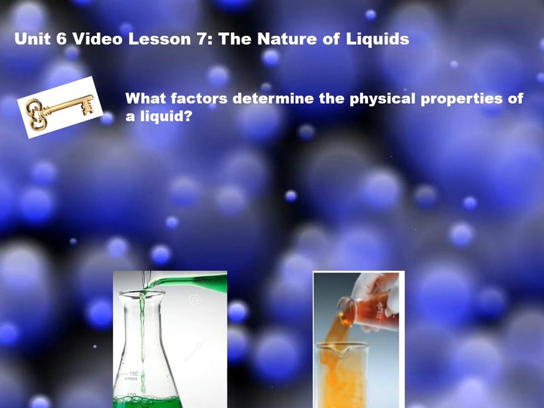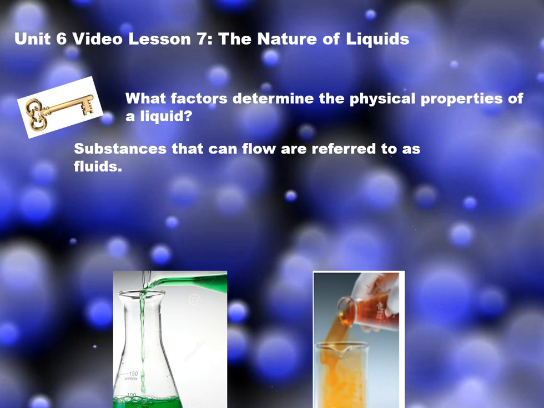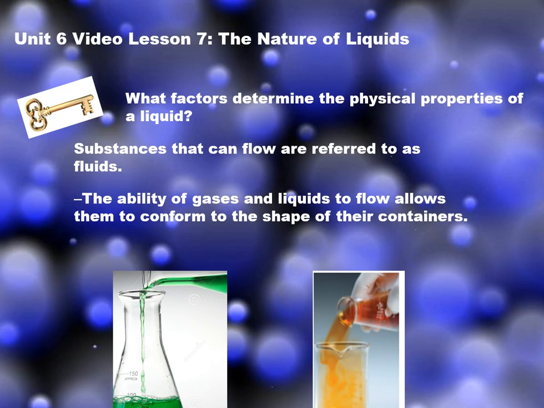And it's time for video lesson number 7, the nature of liquids. So we're moving away from gases and getting into the physical state of liquids. And the key question is, what factors determine the physical properties of liquids? Well, one of the things that we know about liquids is that they flow. Substances that can flow are referred to as fluids, which include gases and liquids.